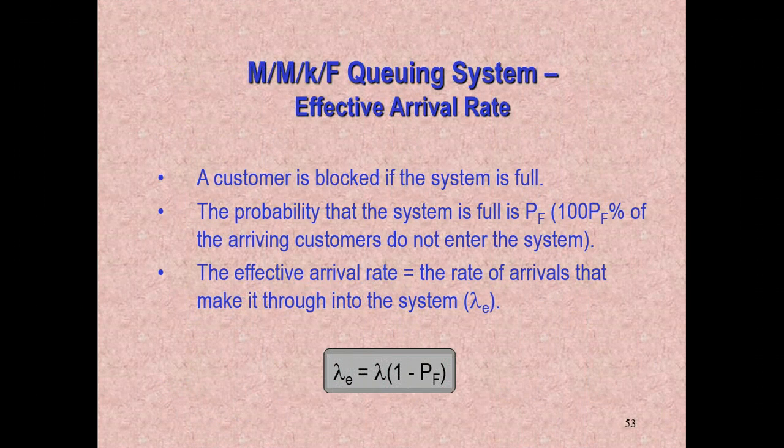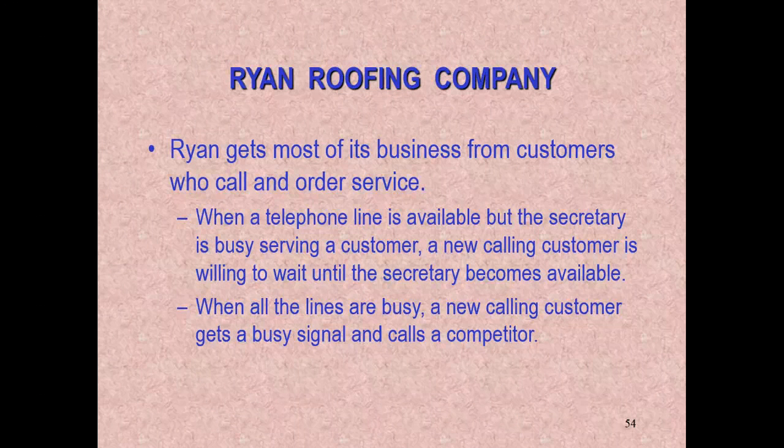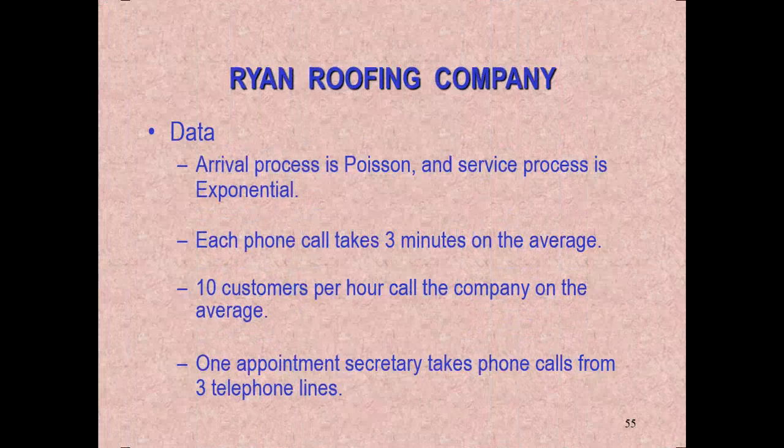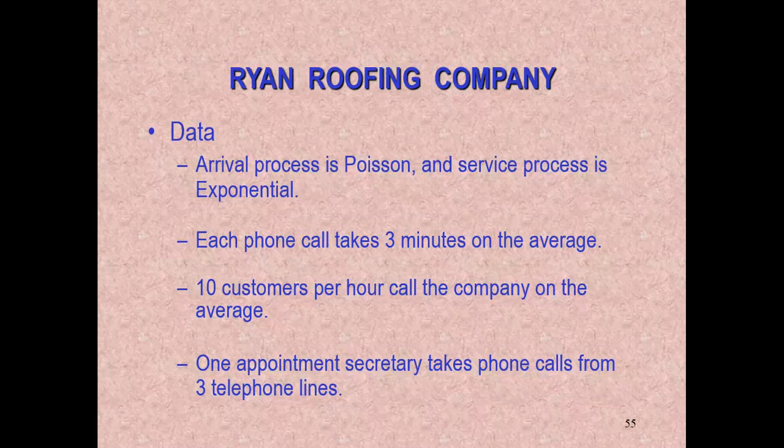So let's look at Ryan Roofing Company. Ryan Roofing Company gets most of its business from customers who call and order service. When a telephone line is available but the secretary is busy serving a customer, a new calling customer is willing to wait until the secretary becomes available. When all the lines are busy, a new calling customer gets a busy signal, and we're assuming calls a competitor. Arrival process is Poisson, and service process is exponential. Hey, that means I have an M/M.